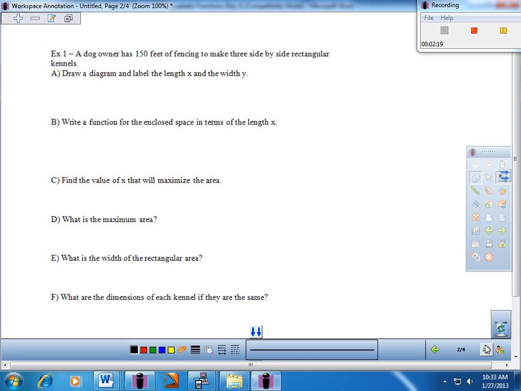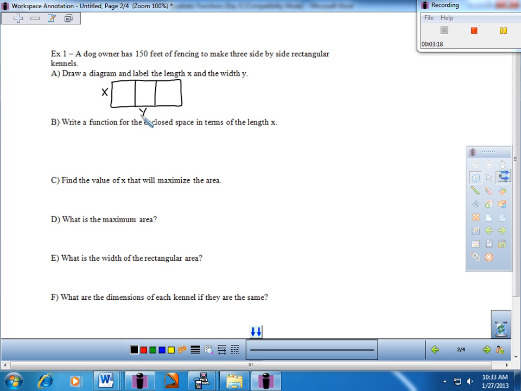A dog owner has 150 feet of fencing to make 3 side-by-side rectangular kennels. Draw a diagram and label the length x and the width y. Sounds wonderful to me. So let's just go ahead and 3 side-by-side kennels. It doesn't matter if they are equally spaced for right now. Do it however you'd like. But there are 3 side-by-sides, and we've got 150 feet of fencing to make up that. And it's just x and y. However you want to do that's fine by me.